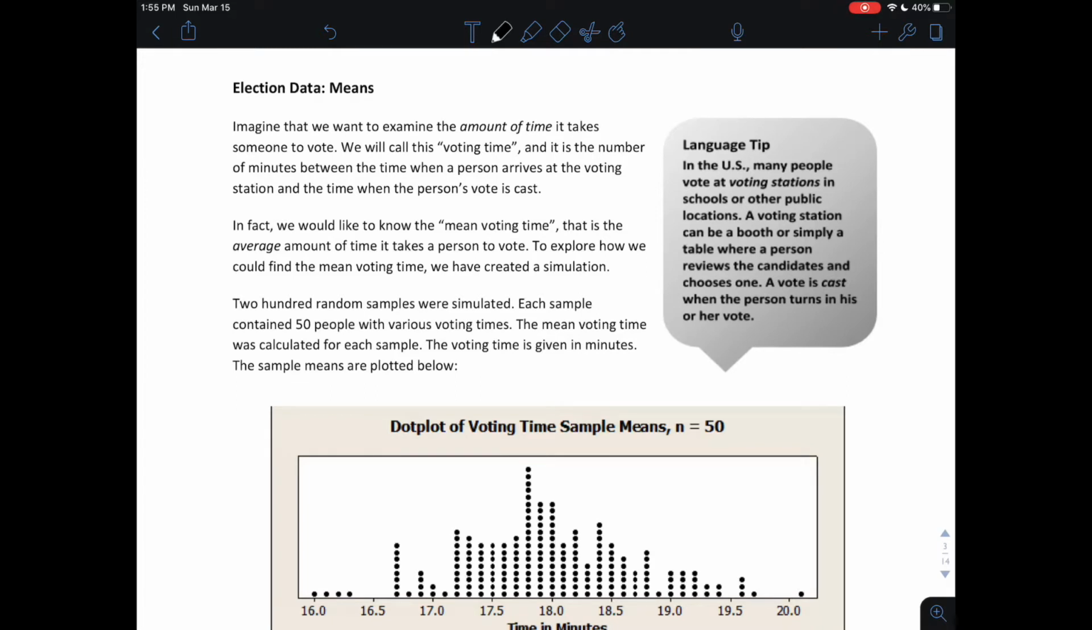200 random samples were simulated. Each sample contained 50 people with various voting times. The mean voting time was calculated for each sample. The voting time is given in minutes. The sample means are plotted below.